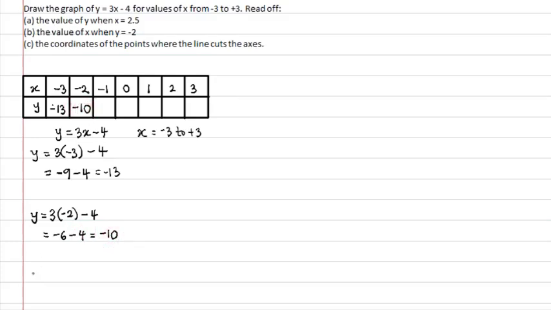Do it again for this one. Y equals 3 times minus 1 minus 4. So that is minus 3 minus 4, which gives us minus 7. Again, y equals 3x minus 4, this time with 0. So 3 times 0 is 0, minus 4. 0 minus 4 is what? Minus 4.